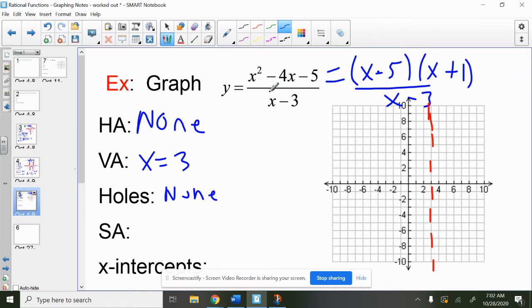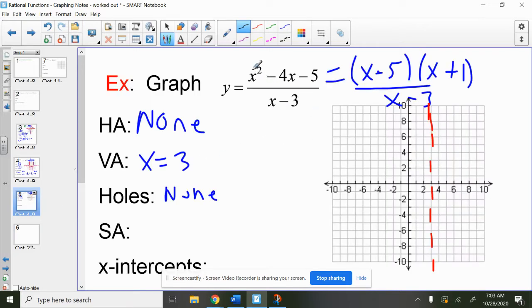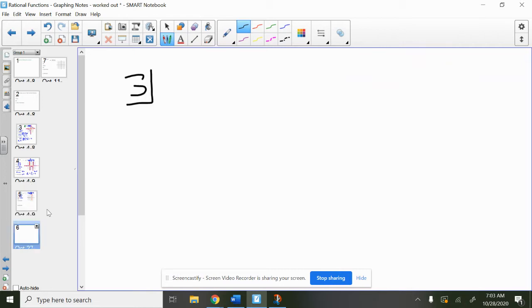Luckily for us, we can use synthetic division because I have an x plus something. That's the easiest way to do it. So I'm going to do this here on this next line. My corner number is going to be a 3 because that's the opposite of plus 3. And then I'm going to have the coefficients 1, -4, -5.